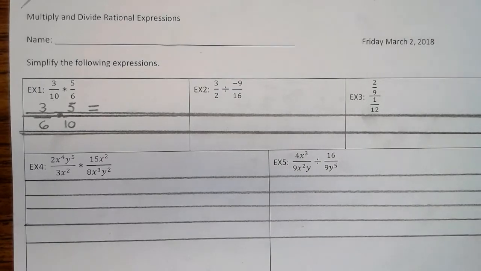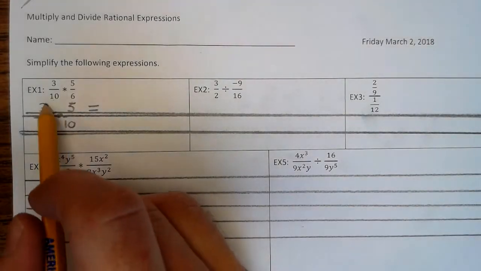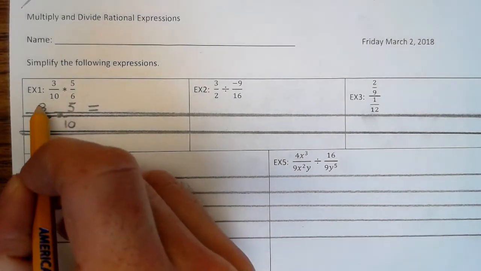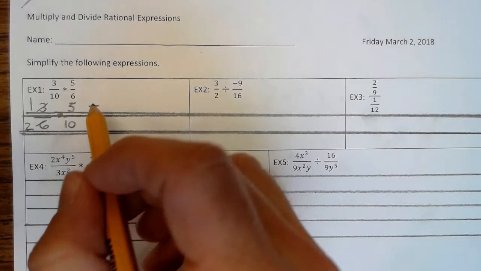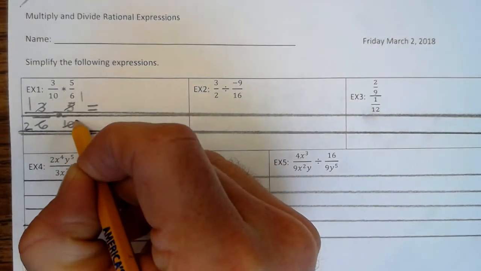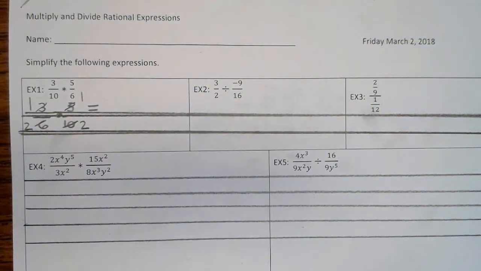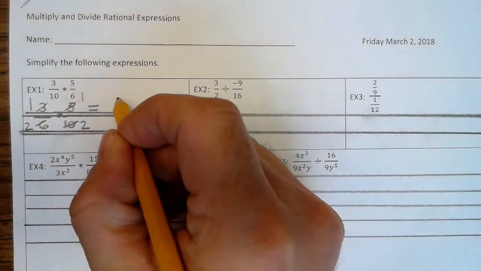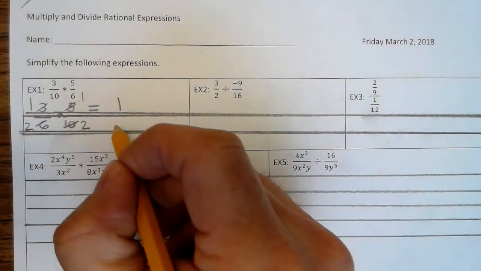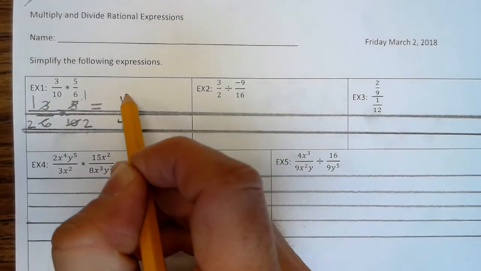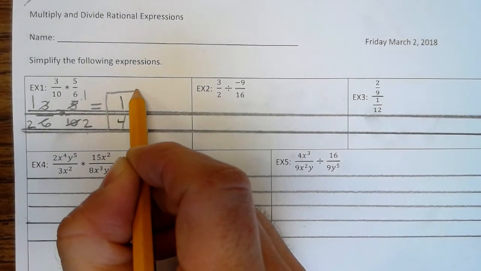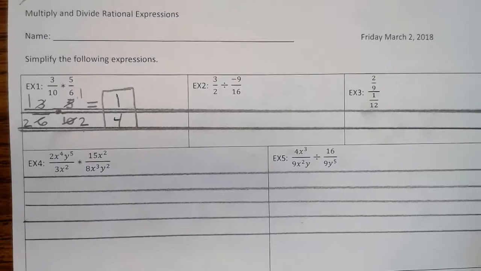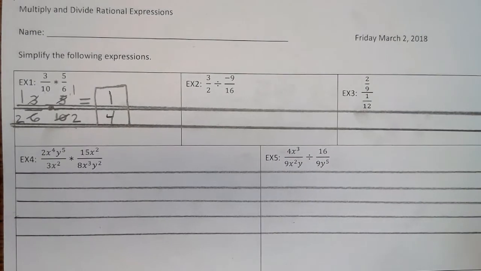And the reason we do that is because 3 divided by 6 reduces to become 1 half, and 5 divided by 10 reduces to be 1 half. So then 1 times 1 is 1, and 2 times 2 is 4. And that is simplified. Okay, example 2.